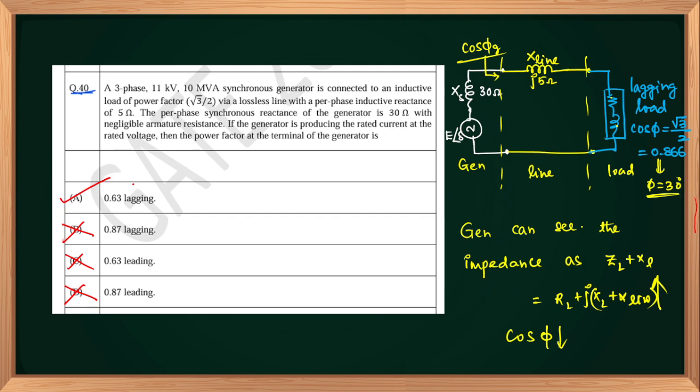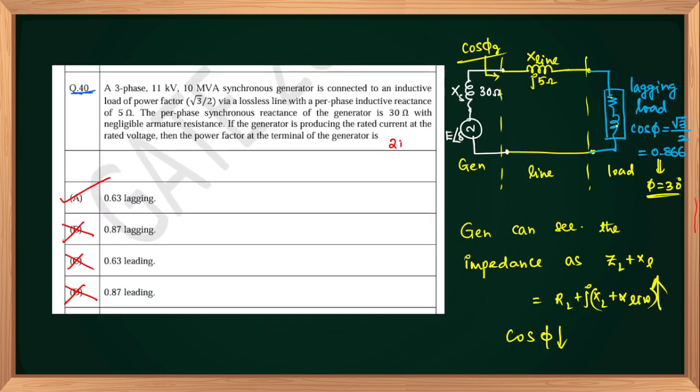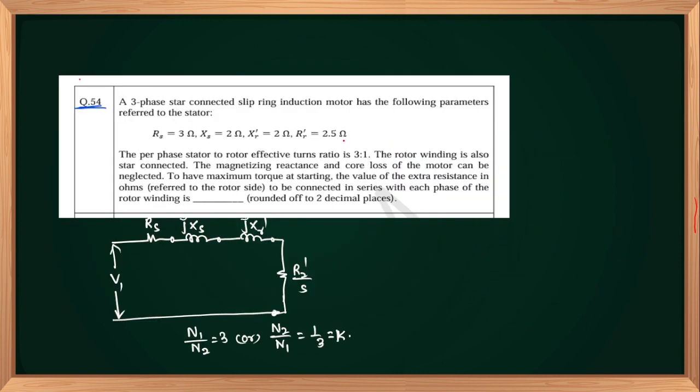Okay, right. Now if you see this one, this question is from induction machine, and of course this question is of 2 marks. Here, a three-phase star-connected slip-ring induction motor has the following parameters referred to stator. So in the equivalent circuit, I can mention all these values. The stator resistance is given as 3 ohms, stator reactance is given as 2 ohms, rotor reactance is given as 2 ohms, and the rotor resistance is given as 2.5.